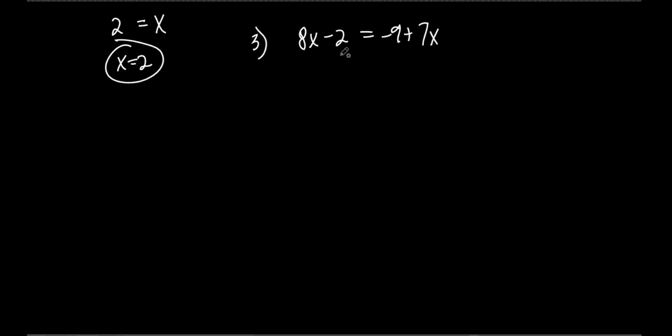Okay, first I look to see if there's any like terms. Can I combine any like terms here? No, because that has an X, that doesn't. This has an X, that doesn't. So I can't combine any like terms. But what I can do is get one of the X's from one side and move it to the other side. So I could, if I wanted to, get rid of this 8x and move it over here. Or I could take this 7x and move it to the left.